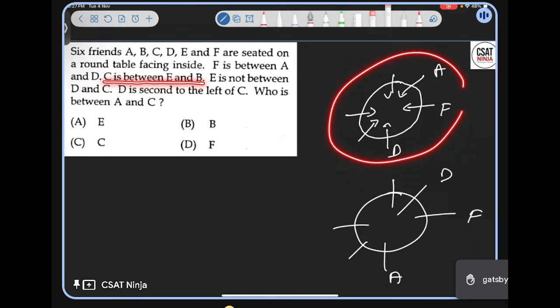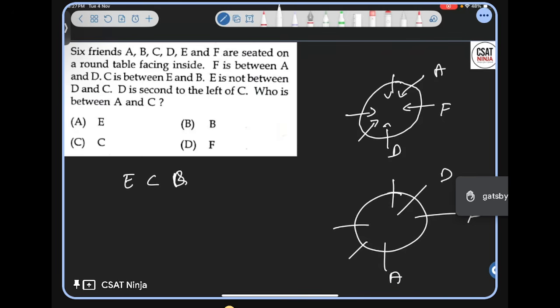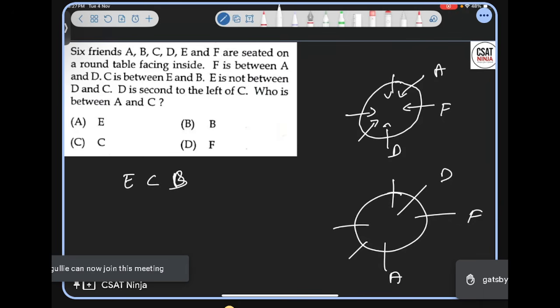If you look at this one, we don't have any relation, so I'll just write it like this, C is between E and B, just for our reference. Next is, E is not between D and C. That means this E is not between D and C. That's one thing, but let me just set this one aside for now. I may need it later.